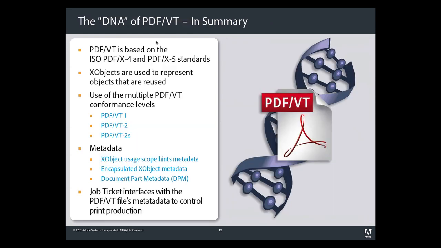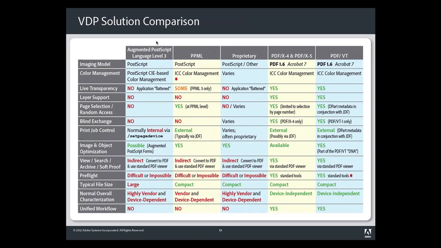In terms of the DNA, what is it we're really trying to do? You're based upon PDF X4 and X5 and the advantages of that. Take advantage of it. X objects are used to represent repeating data. There are these three conformance levels, each has advantages you'll learn about this afternoon. This metadata is really important. Mike Scruton will give a very good detail of that this afternoon and how that is actually accomplished. Job tickets interface with that, likewise part of this whole metadata thing. It's really a business type of thing as well as an optimization.